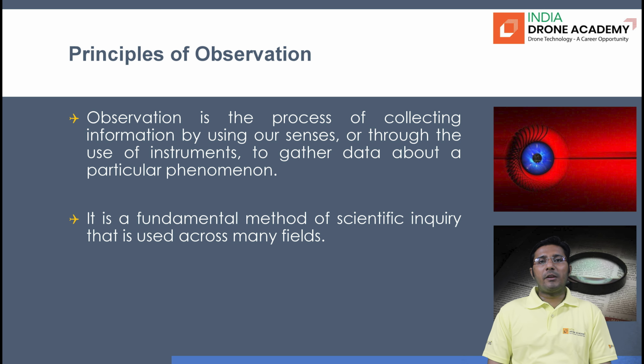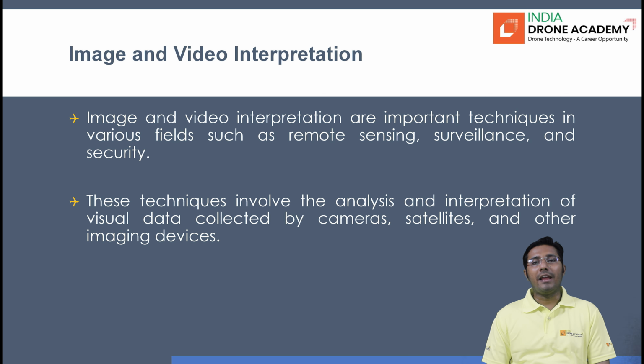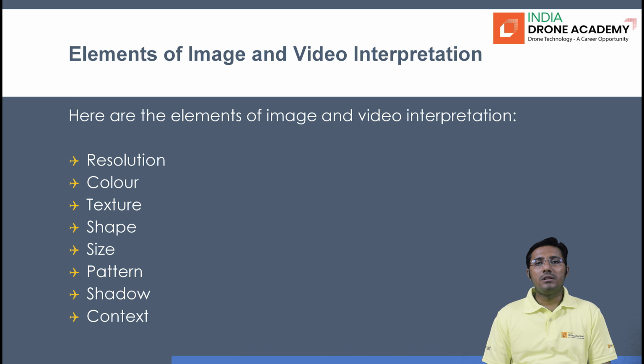Okay, what is meant by image and video interpretation? Image and video interpretation are important techniques in various fields such as remote sensing, surveillance, and security. These techniques involve the analysis and interpretation of the data collected by cameras, satellites, and various other picture capturing devices. Let us discuss the elements of image and video interpretation. Here are the elements of image and video interpretation. What is resolution?